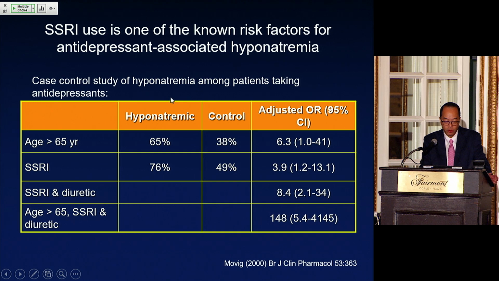In a fairly old now case control study of hyponatremia among patients taking antidepressants, you can see that the odds ratio for developing hyponatremia was very high in patients that were on SSRIs, especially if they were elderly or on a diuretic. And if they had all three, they were almost destined to develop hyponatremia.